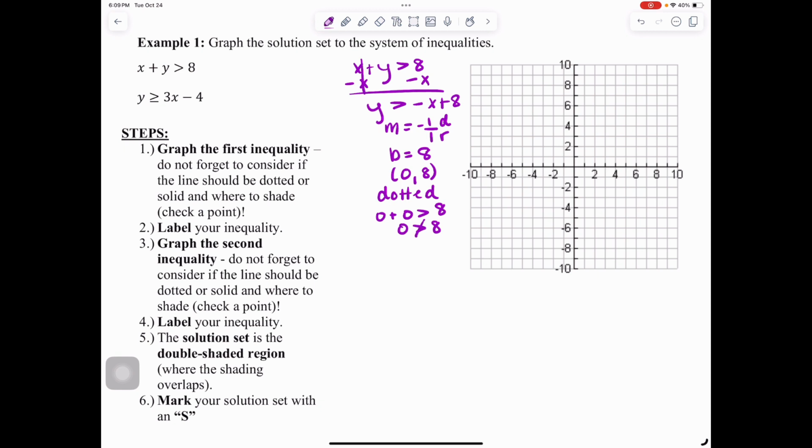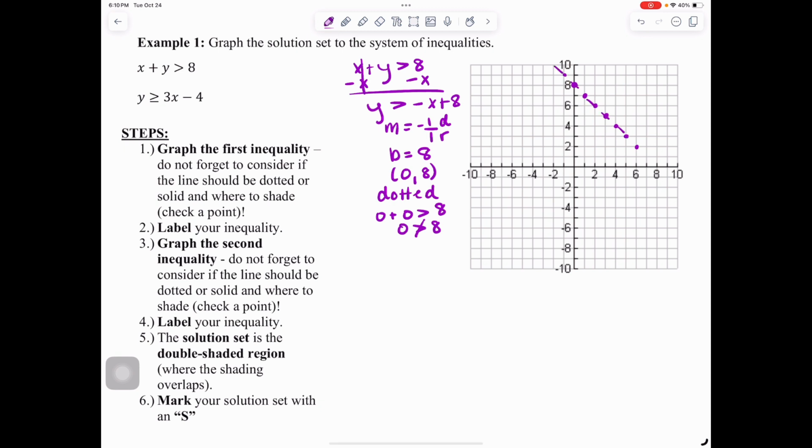So we'll come over to the graph. We'll plot 0, 8 first. And then remember, we're going down 1 to the right one, down 1 to the right one for as many as you need. Then you will grab your straight edge and connect them, but when you connect them, it should be dotted.